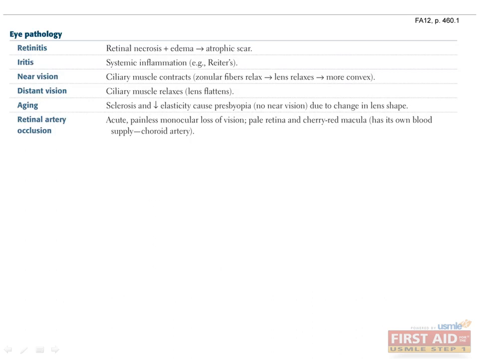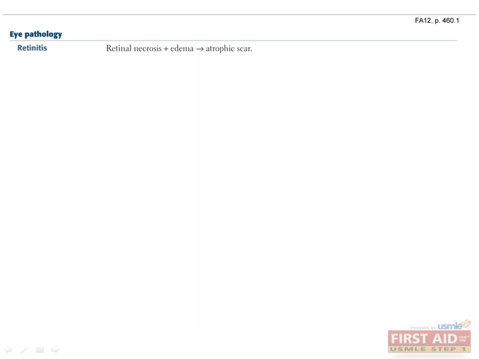The USMLE does not test advanced questions on ophthalmologic pathology, but there are a few questions that you should know. Retinitis is infection of the retina. The most common cause is CMV retinitis in immunocompromised patients. Untreated, it leads to progressive vision loss and blindness. On ophthalmologic exam, you will see cotton wool exudates and retinal hemorrhages. Treatment is with antivirals foscarnet or ganciclovir.